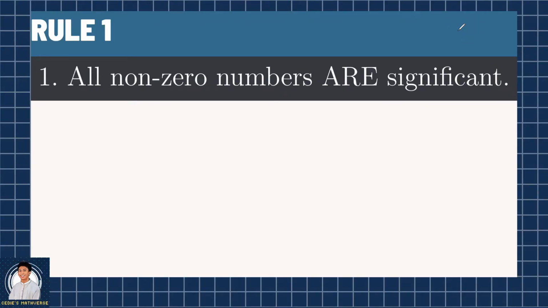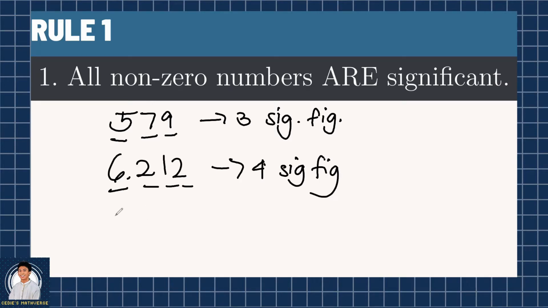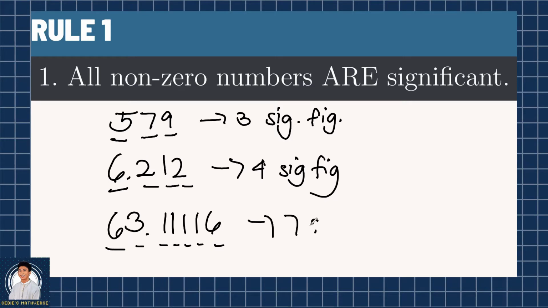Rule number 1, all non-zero numbers are significant. For instance, 579 has 1, 2, 3 significant figures. 6.212 has 1, 2, 3, 4 significant figures. 63.11116 has 1, 2, 3, 4, 5, 6, 7 significant figures.